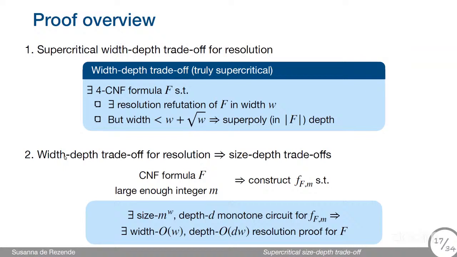But you need this plus square root W, like why is that not good enough, but it's less than W implies it's polynomial. So that's also a trade-off, right? Wait, so can you say that again? So if you just have the theorem that for width less than W, it implies super polynomial. Right. That's also a width depth trade-off. Why do you have this W plus square root W?